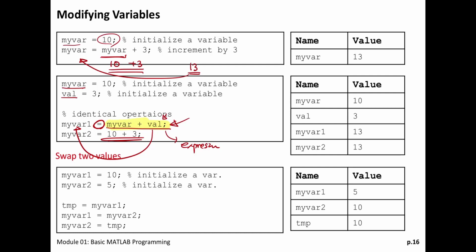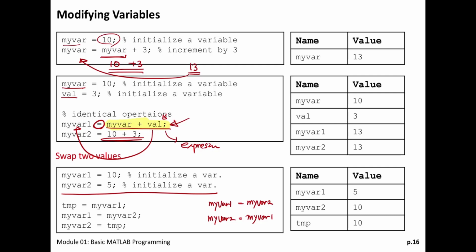Finally, this is an example of how to swap the values between two variables. You assign 10 and 5 to each variable here. But what happens if we run this script?